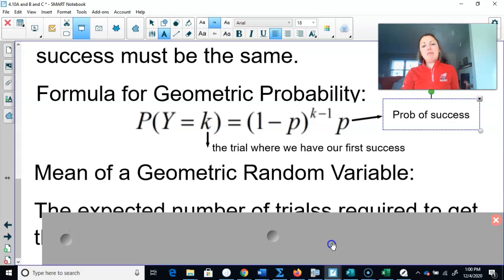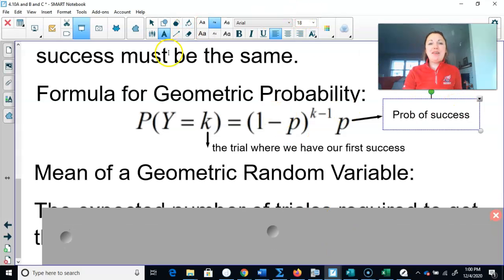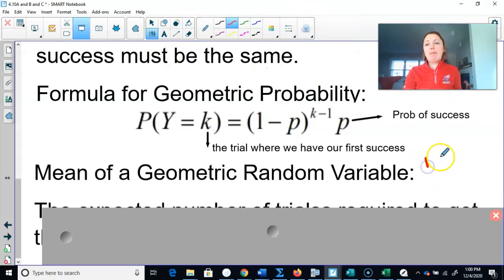To find the mean of a geometric random variable, you do, oh, I don't have it here, I'm sorry. That is 1 divided by P. Okay, so if you think about it this way, rolling dice can be a geometric random variable. We want to know, on average, how long are we going to have to wait until we get our first 3? Well, the probability of success of a 3 is 1 out of 6. 1 divided by 1/6 is equal to 6.